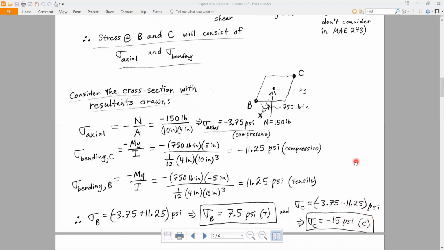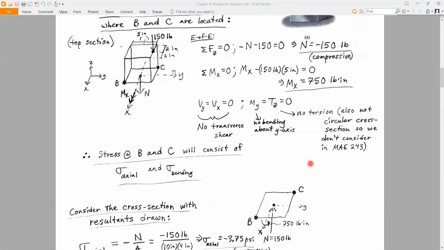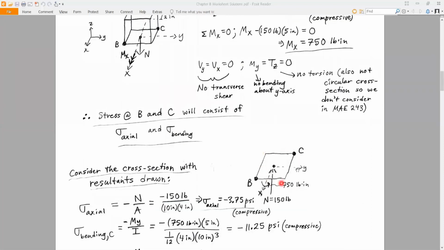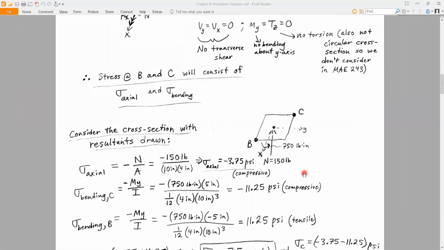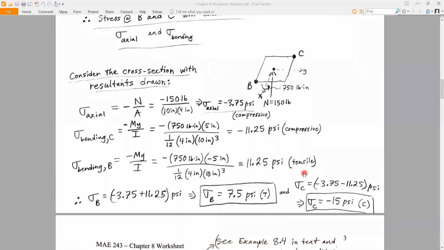And that's really all there is to it. So again, combined loading problems, we're going to do our statics to find our internal resultants. And then we're going to look at our cross sections to see how those internal resultants affect the stress on the actual cross section at certain points. Right? And later problems will draw elements of the material at those points and draw our stresses on those.